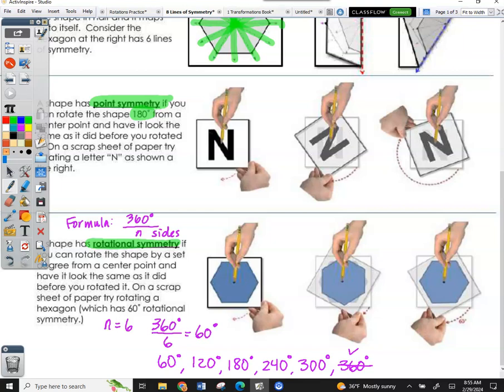I love rotational symmetry because it's really not that bad, but it sounds so sophisticated. You look at a shape and you're like, ooh, this has 60-degree rotational symmetry, and people are going to think, man, you're a genius. How did you pick up on that? And it's like, it's simple. It has 6 sides, right?